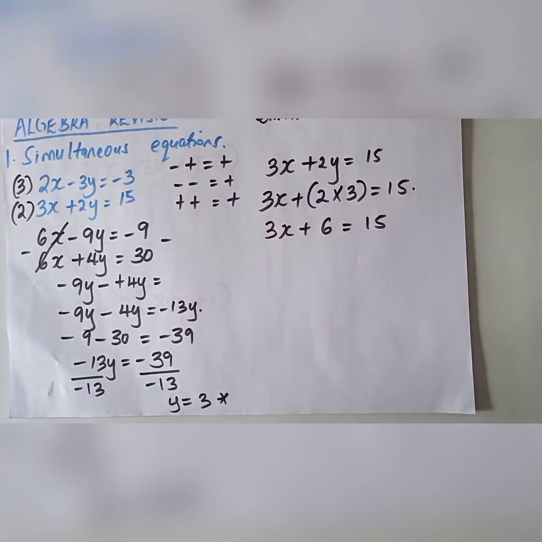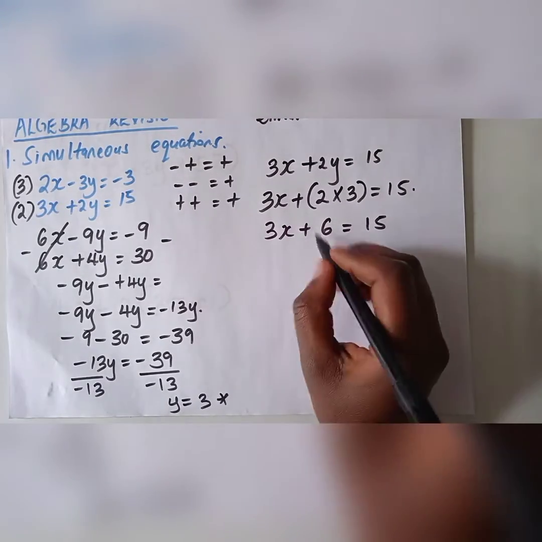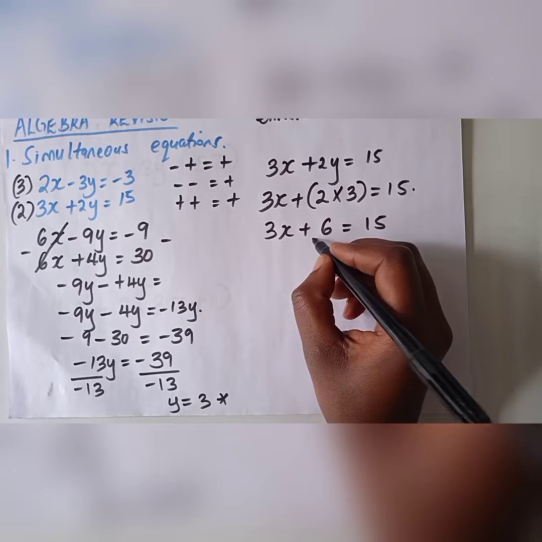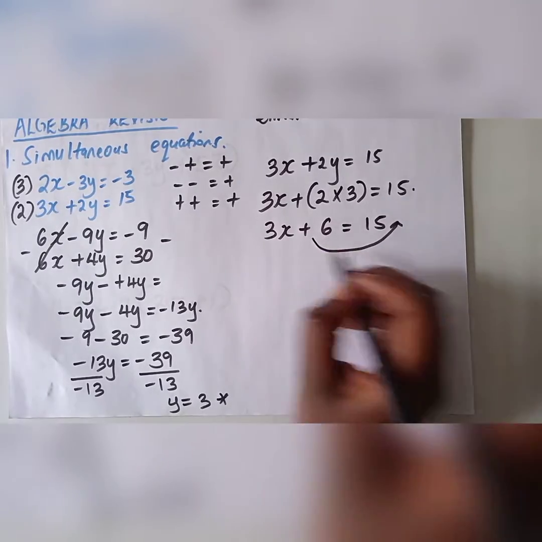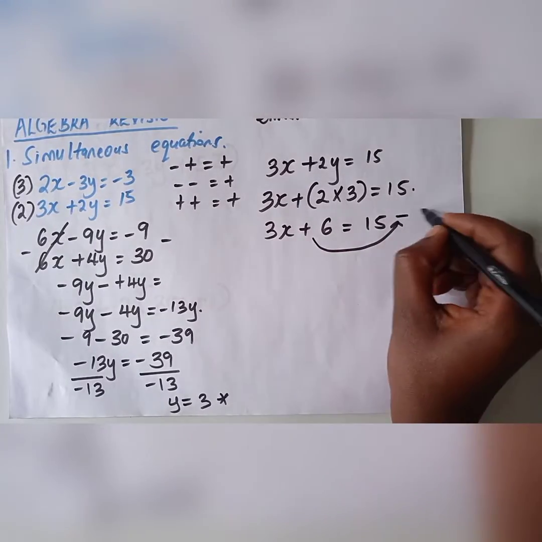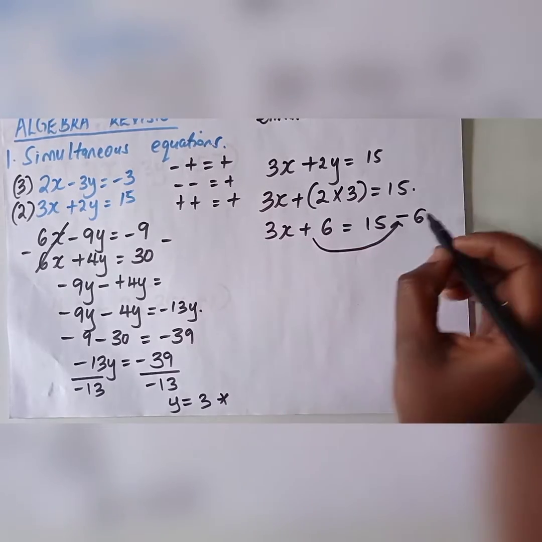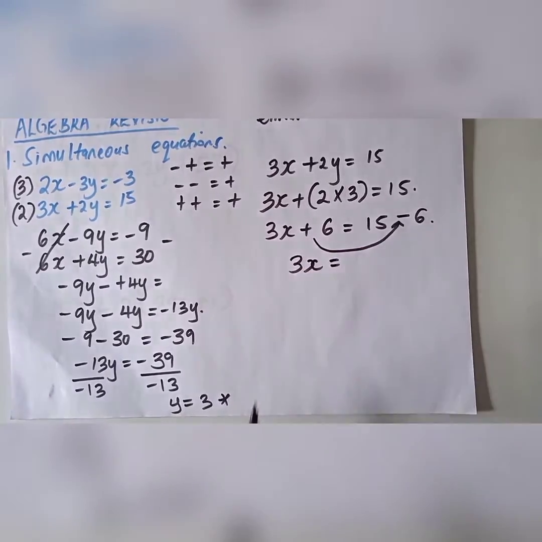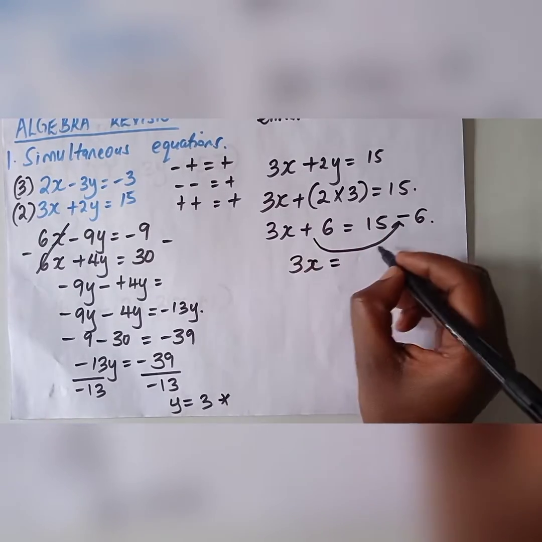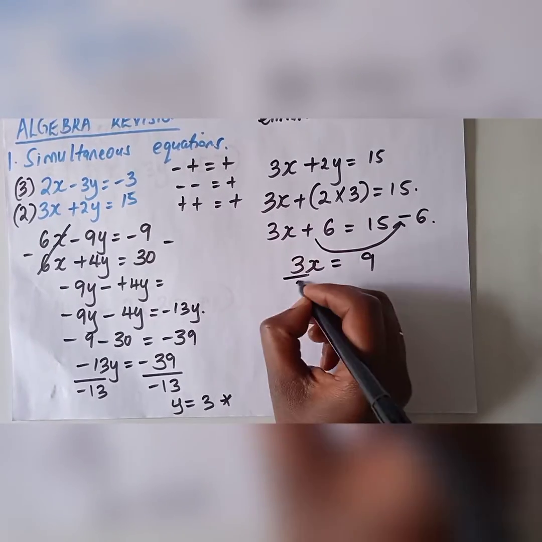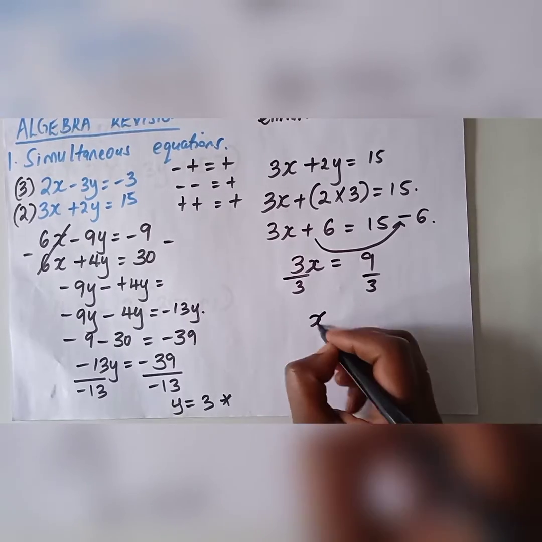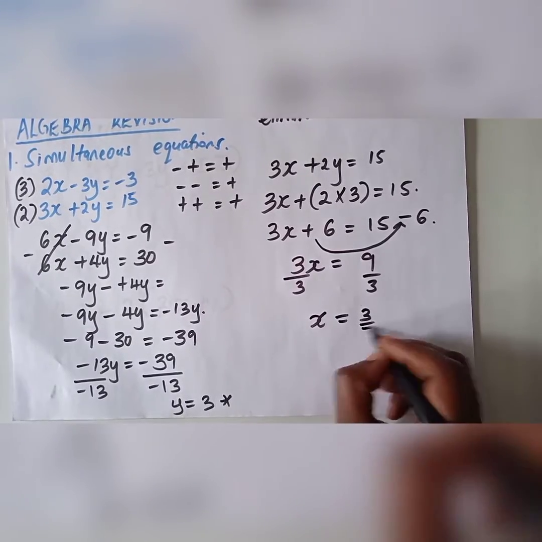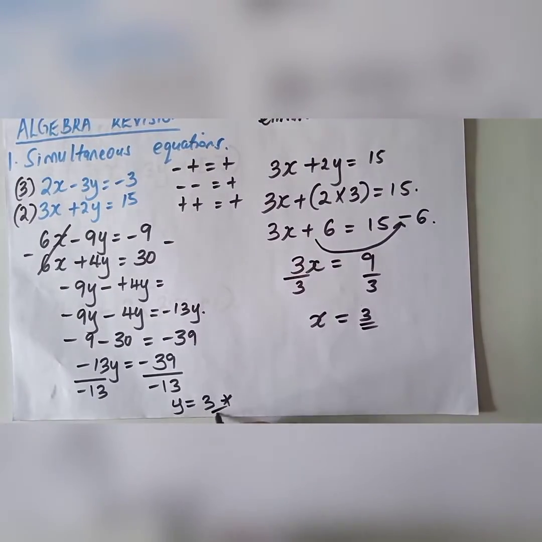Now this one is a linear equation. You're going to separate the like terms. So we take 6 to the other side, and when it crosses the sign, it will become minus 6. It was a positive 6, now it becomes a minus 6. So you'll be left with 3x equals 15 minus 6. That one is 9, divided by 3 on both sides, and you get x equals 3. So those are your two values.